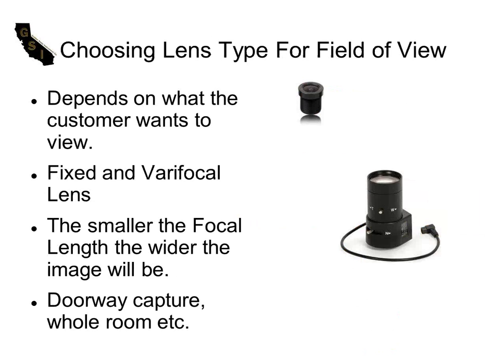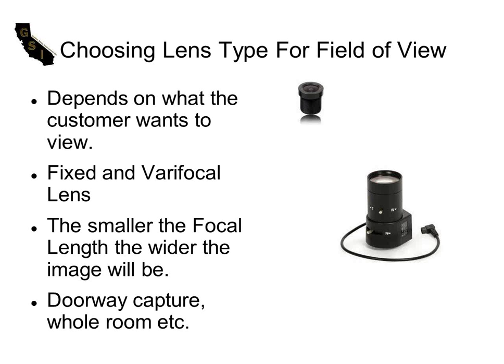When picking out your cameras, it's really important to choose the right type of lens for the field of view. It all depends on what the customer wants to view. Say they want to view a whole room or just a doorway, then you will determine what kind of lens to use. There are two types of lens, fixed and varifocal. Fixed lens stays at a certain millimeter focal length and you cannot change it.